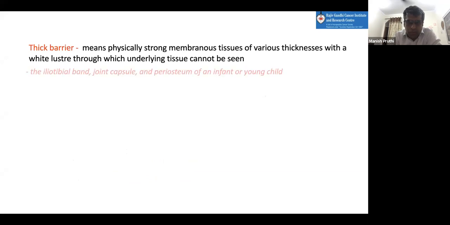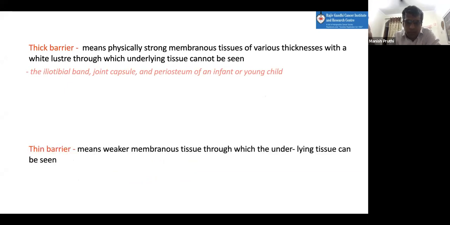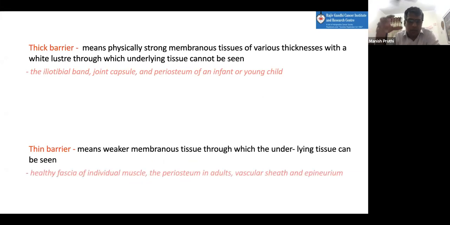So examples of thick barriers are the iliotibial band, or a joint capsule, or the periosteum of an infant, which is very thick, or a young child. While a thin barrier is a weaker membranous tissue through which the underlying tissue can be seen. And this is a healthy fascia of individual muscle, the periosteum in adults, vascular sheath, and epineurium.